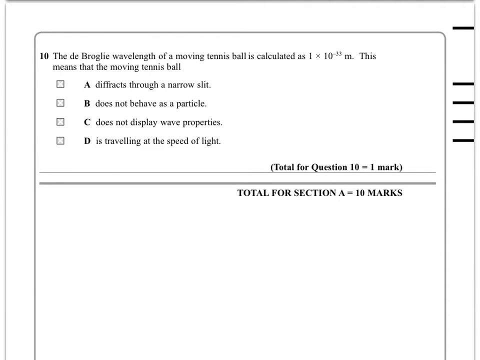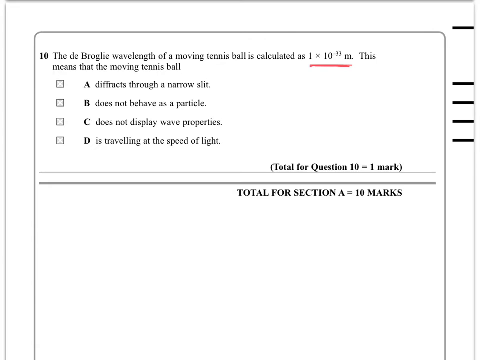Question 10. The de Broglie wavelength of a moving tennis ball is calculated as 1 times 10 to the minus 33 of a meter. This means that the moving tennis ball: A, diffracts through a narrow slit; B, does not behave as a particle; C, does not display wave properties; D, is travelling at the speed of light. Does not display wave properties. It's impossible for us to generate a slit that is similar in size to this wavelength. That's when you get diffraction. A slit that small, the tennis ball obviously could not travel through.